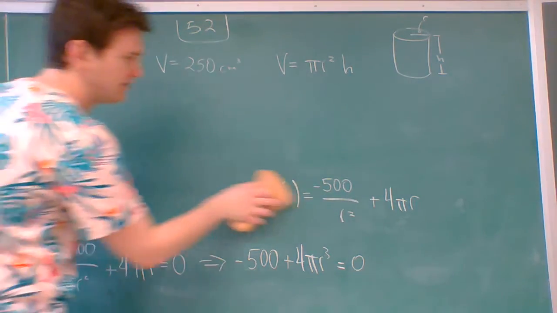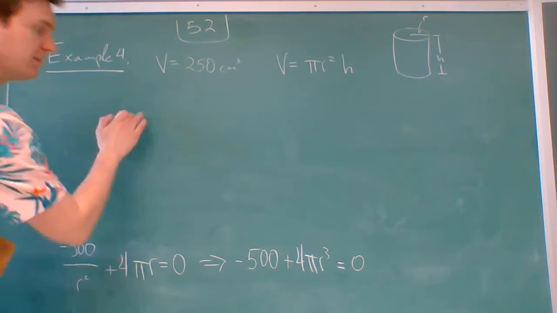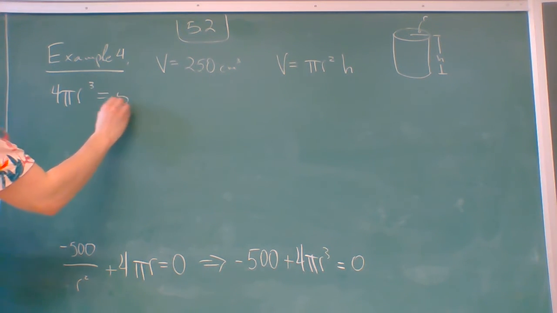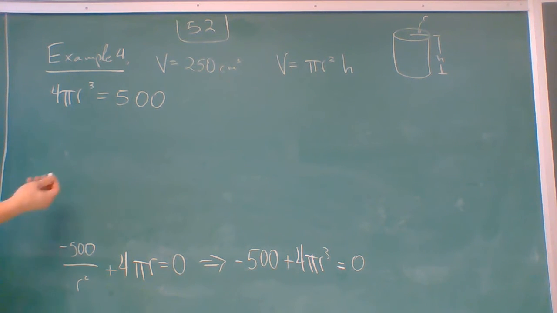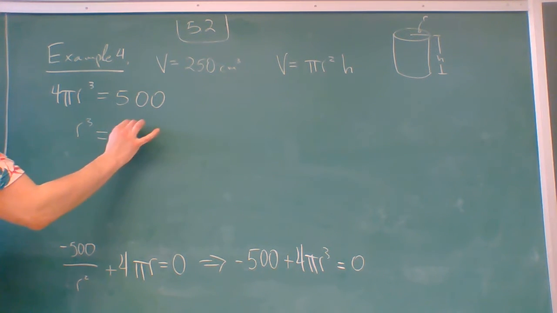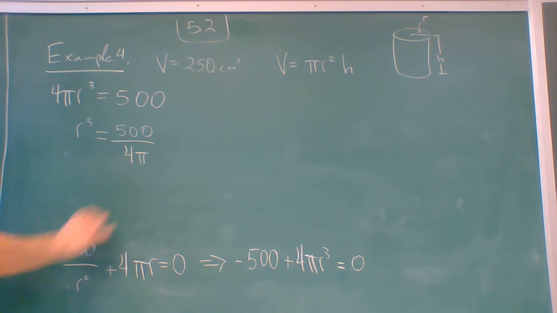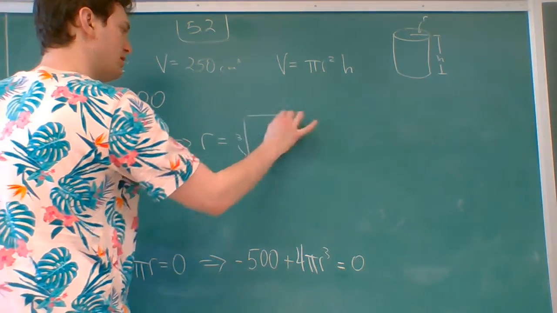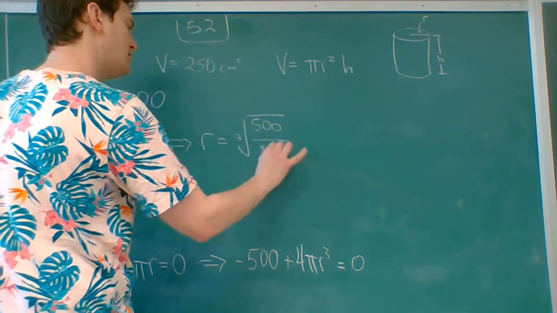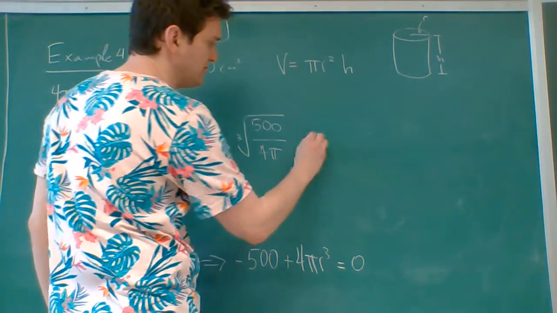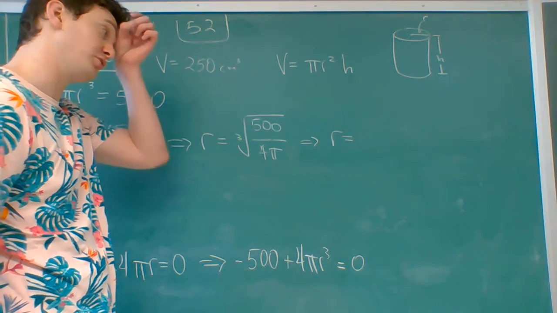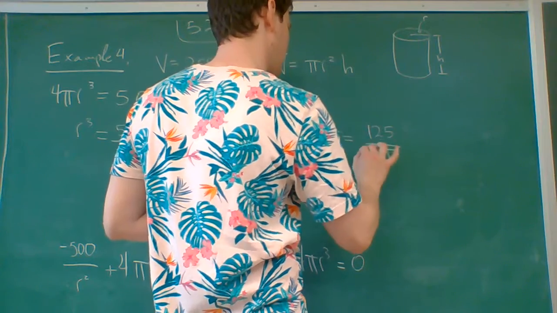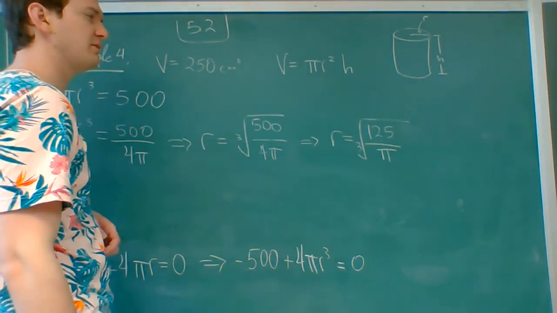So let's keep going with this up here. So I'll add that 500 to both sides. Solving for r here, so I'll say r cubed is 500 over 4 pi. So r is the cube root of 500 over 4 pi. That can clean up a little bit, actually quite a bit too. 500 over 4 is 125 over pi. Pi stays at the bottom.